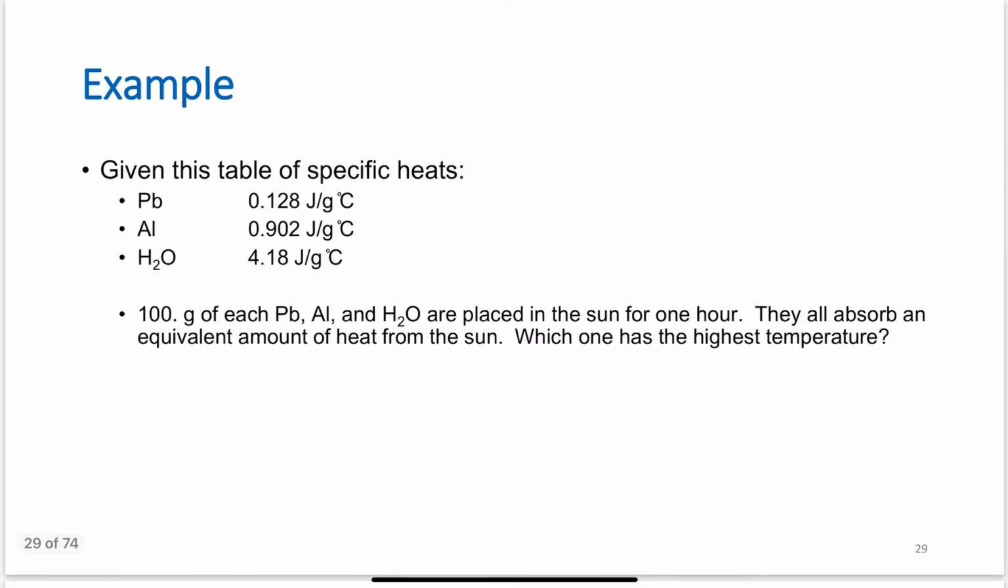Given this table of specific heats, lead 0.128 joules per gram degree C, aluminum 0.902 joules per gram degree C, and water 4.18 joules per gram degree C. 100 grams of each, lead, aluminum, and water, are placed in the sun for 1 hour.